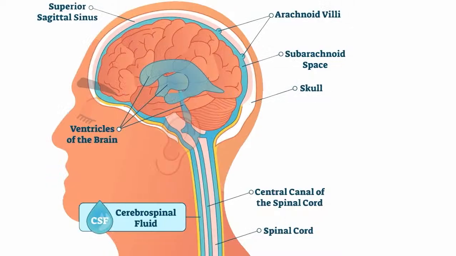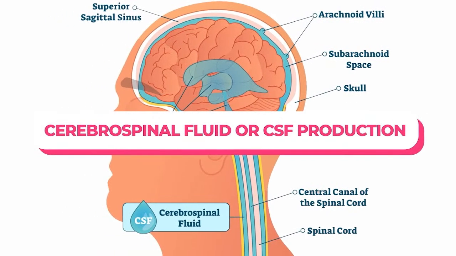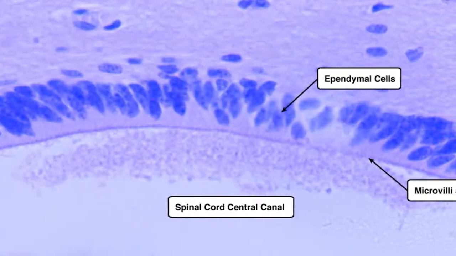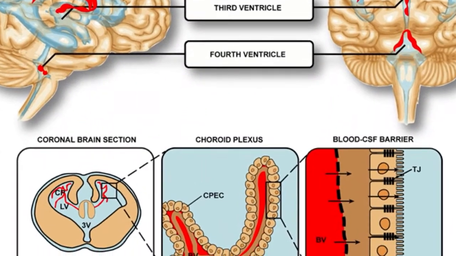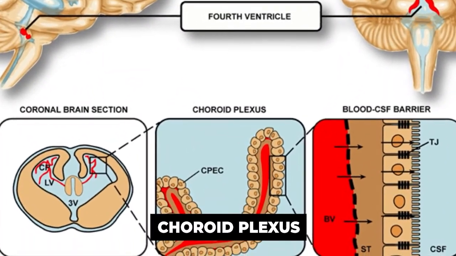Function. Cerebrospinal fluid, or CSF, production. The ventricles are lined by ependymal cells, and within the ventricles, specialized structures called choroid plexuses produce CSF.